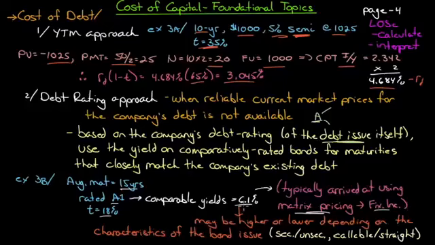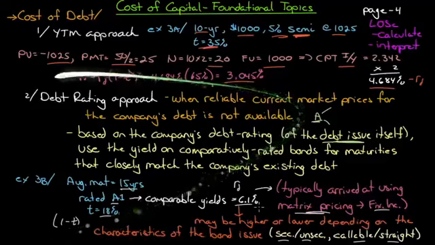From the 6.1, we may decide to go higher or lower than the 6.1 based on the characteristics of the bond we have, whether it is secured or unsecured, whether it is callable or straight. Once we have the 6.1, this is our RD. We would multiply by 1 minus the tax rate to get our post-tax cost of debt.